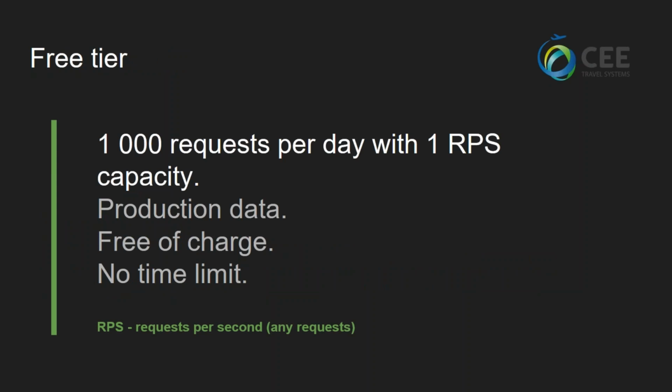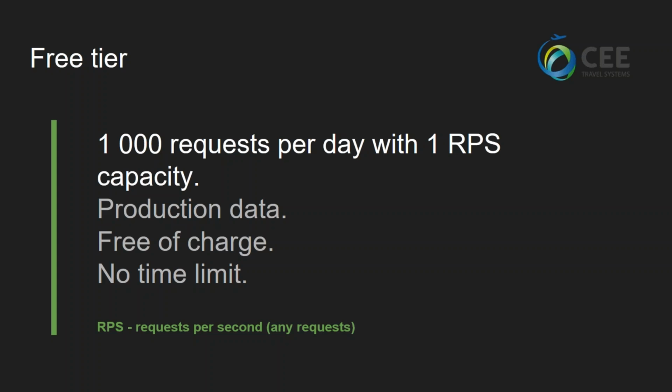The free tier is free of charge. It doesn't have any limit, so you can use it as long as you want. It allows you to do 1,000 requests per day, but not faster than 1 request per second. So there's the limitation. And by request, we mean any request that you've seen on the previous slides that we've covered. RPS is a very important concept of our pricing policy, and it means it's a number of requests per second that you can send to us. In the free tier, you have only 1 request per second. Remember that that's the limitation for the free tier.